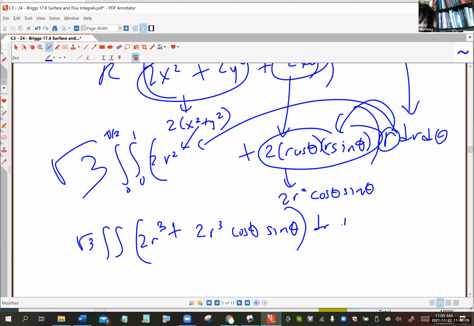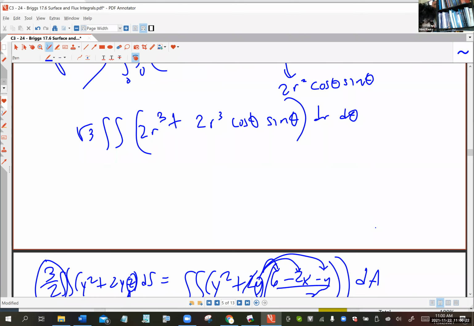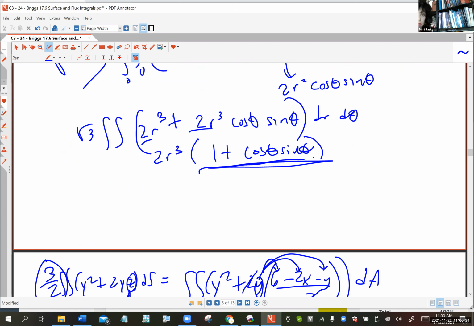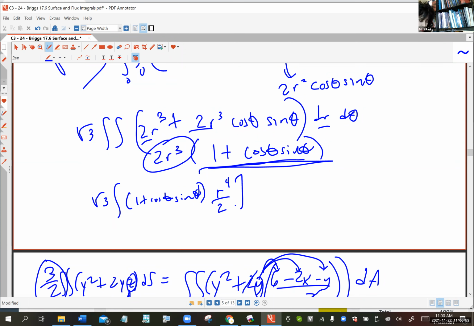Okay. And so now when you integrate with respect to r, you're going to get what? Now what I'm going to do is I notice that 2r cubed is common to both of these terms. So if I factor it out, that should be okay, because this 1 plus cosine sine is really just a multiple when we're integrating with respect to r. So I'm just going to copy it down. And then the antiderivative of 2r cubed is what? r fourth over 2. And we'll go between 0 and 1. And that's just going to give me a half. Okay. And I'll put the half in the front. Now what?